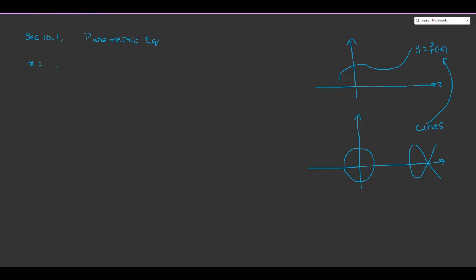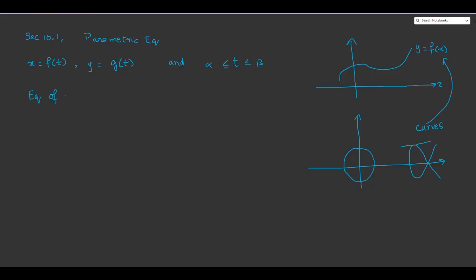For example, x equals f of t, y equals g of t, and t is the parameter which varies from, let's say, alpha to beta. But the main point we want to discuss here, for example, if we want to find the equation of a tangent line to a given parametric curve, how can we find this thing? So this is our first topic that we are going to discuss here.